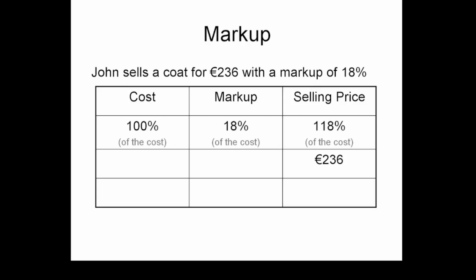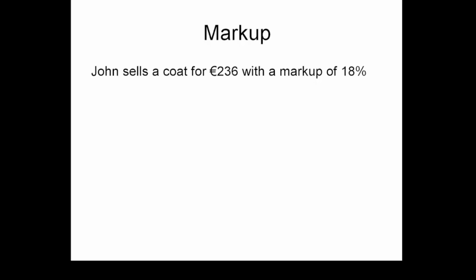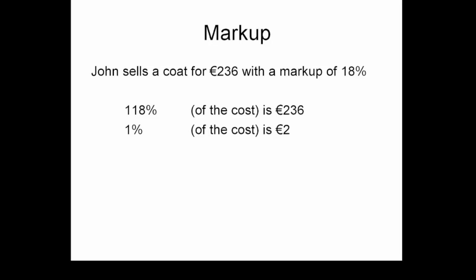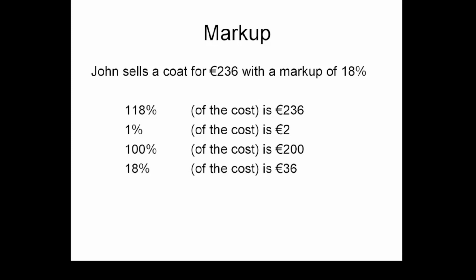So we might be asked to find either the markup, which is the profit he makes, or the cost. How do we do that? Well, if we're told again that a coat is sold for €236 with a markup of 18%, that means 118% of the cost is €236. 1% of the cost is €2, so 100% of the cost is €200. And if you wanted to know what the markup is, you would also just multiply that €2 by 18 to get the 18%, which is €36.